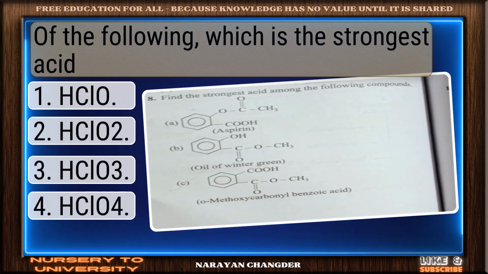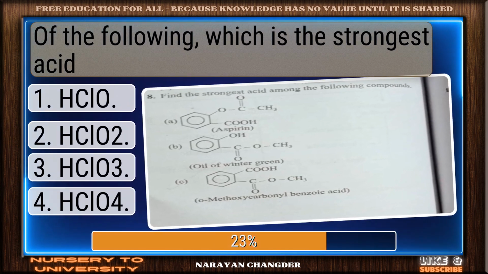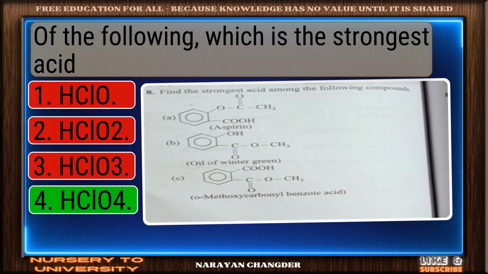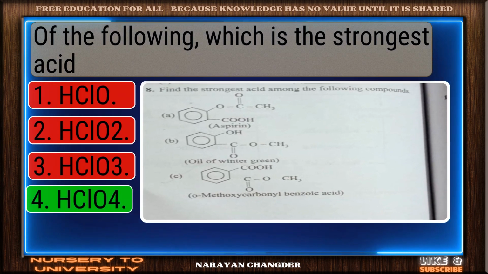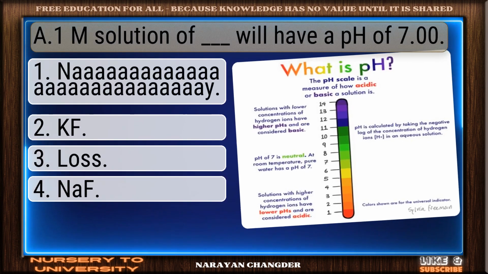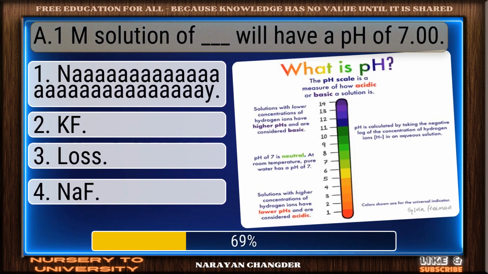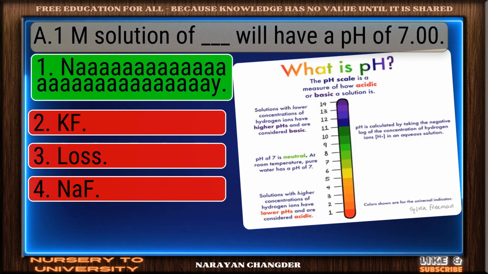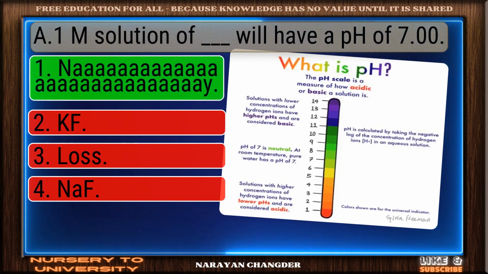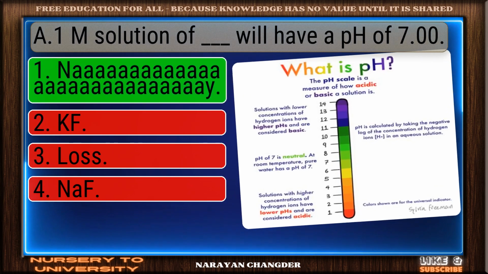Of the following, which is the strongest acid? Well picked. HClO4 is the correct answer. 0.1 M solution of dash will have a pH of 7. Smart move. NaCl is an accurate answer.